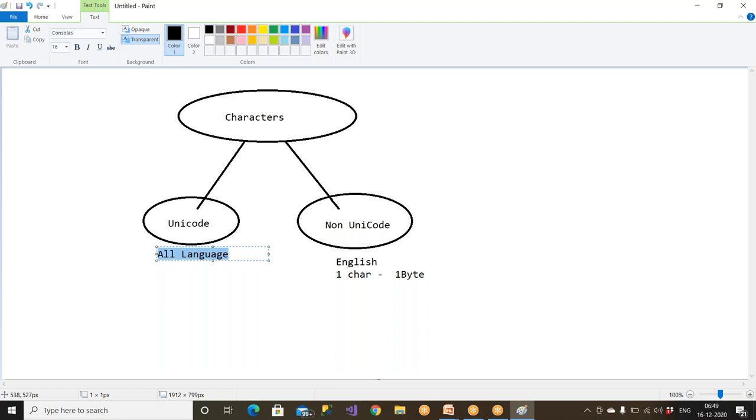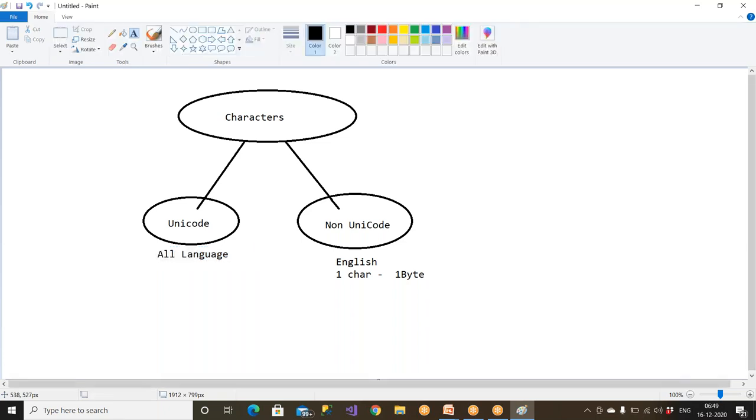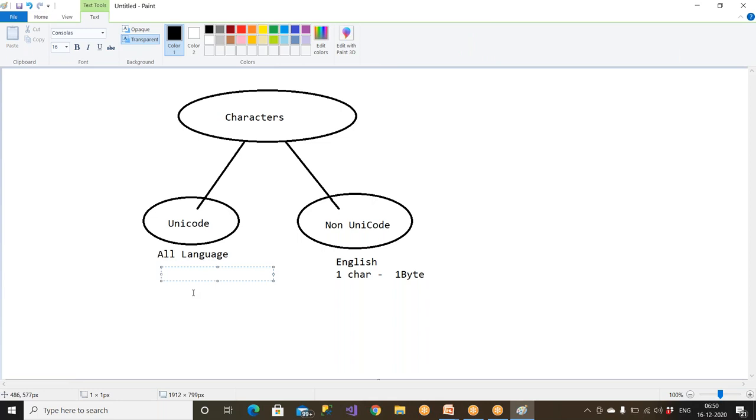For example, if you go to China, no bank is going to store the customer name in English. The customer name is in Chinese only, the Chinese language. If you go to Paris, they use their own language. If you go to some other country, they don't use English at all. In India, yes, most of the time we use English, but other countries may have their own languages. Clear? So in this case, one character is going to occupy 2 bytes of space.